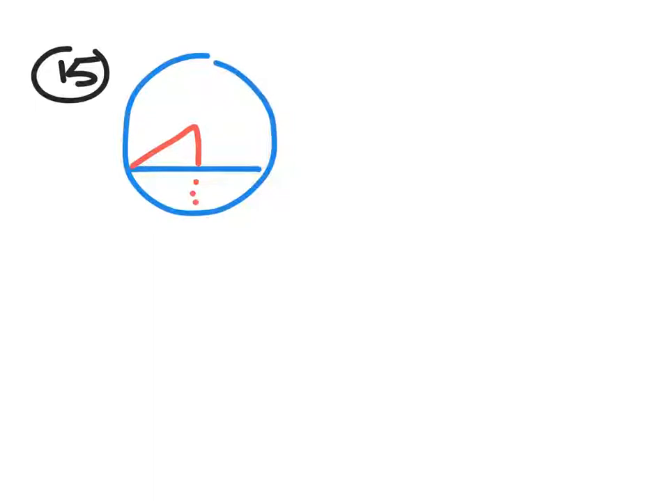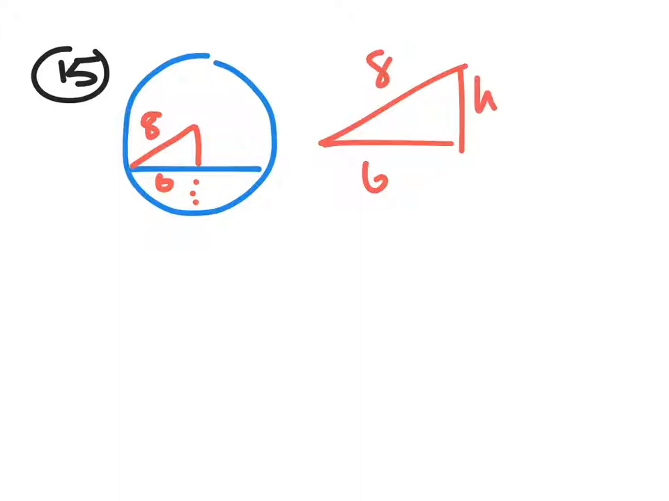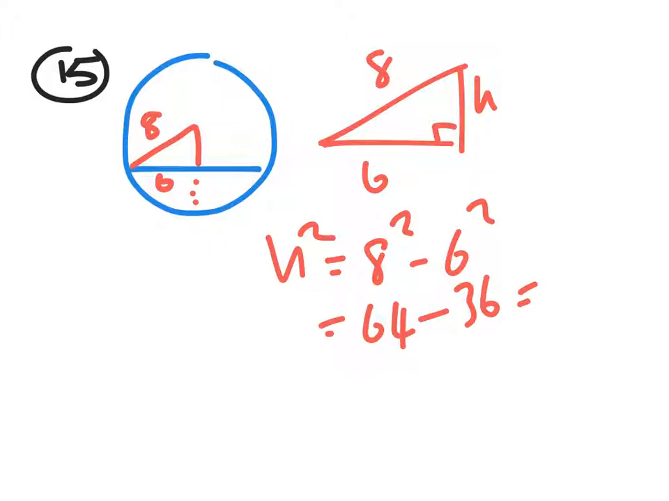Finishing off with one of these circle questions, we have a diagram similar to what I've got here. What do we know from the question? We know that the radius of the circle is 8. We know that the distance right across is 12, so we're going to half that to get 6. Extracting that triangle, 8, 6. We're trying to calculate this height here. It's a Pythagoras question. So 8 squared minus 6 squared, 64 minus 36, which is 28. Square root of 28 is 5.3.